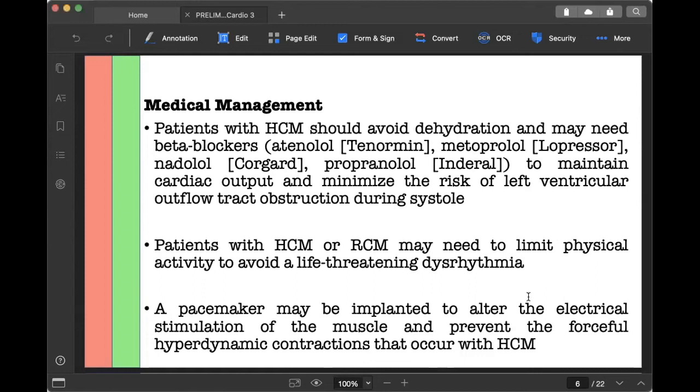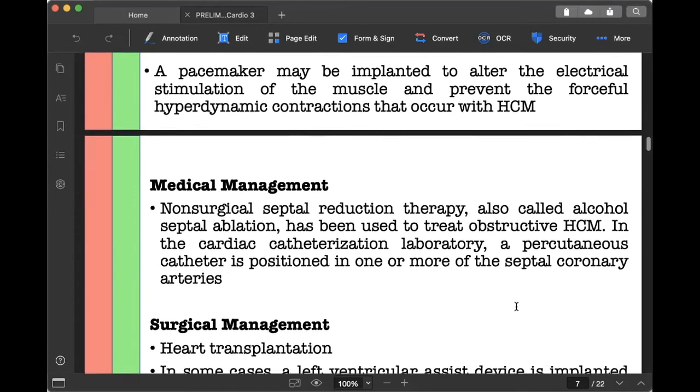A pacemaker may be implanted to alter the electrical stimulation of the muscle and prevent the forceful hyperdynamic contraction that occurs in hypertrophic cardiomyopathy.